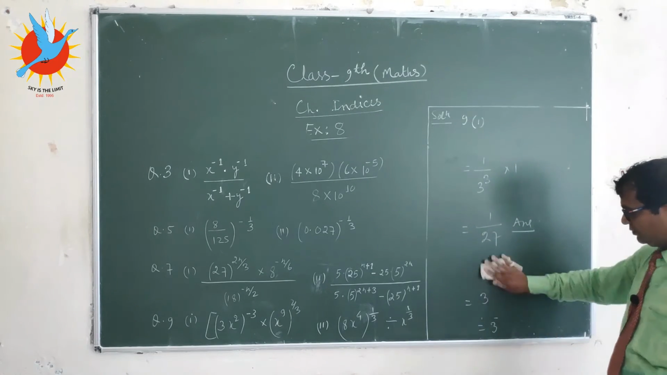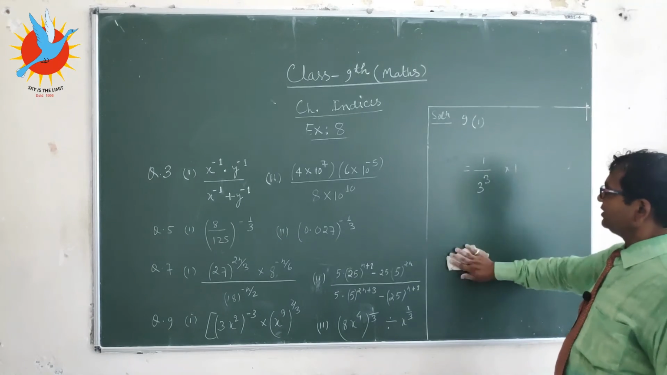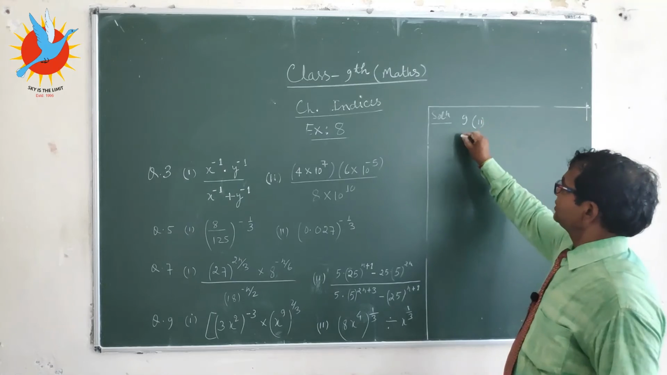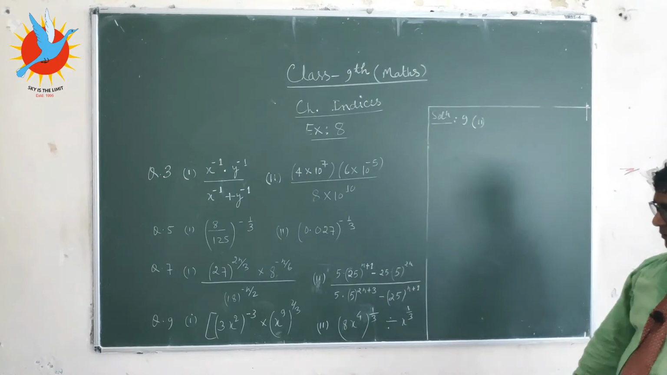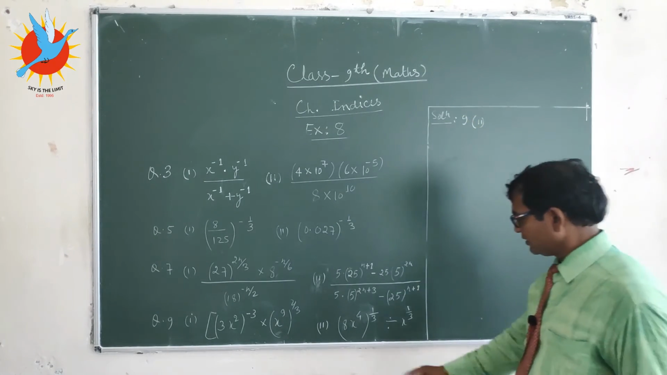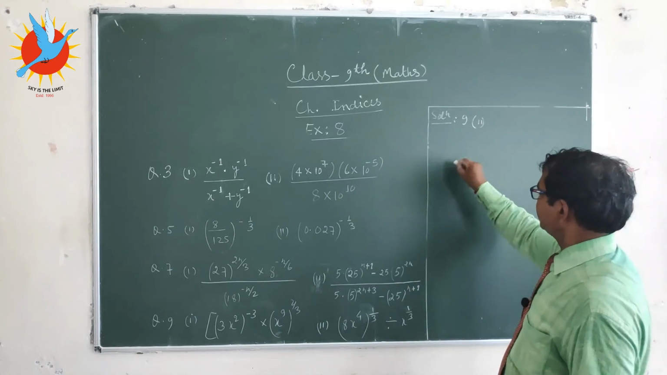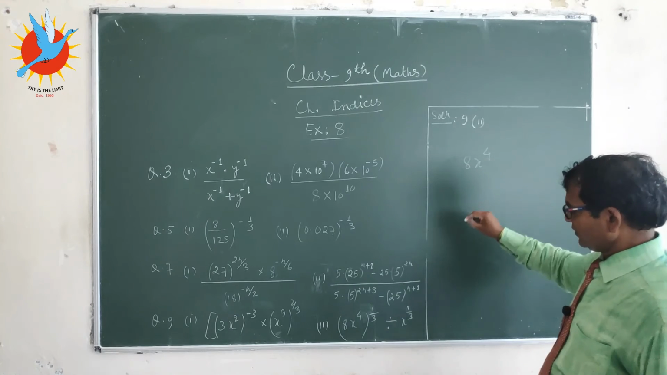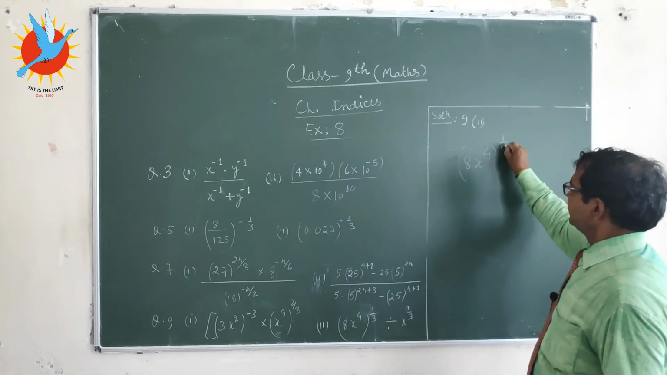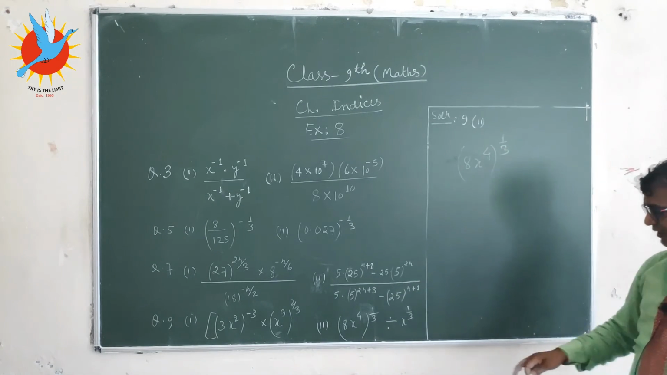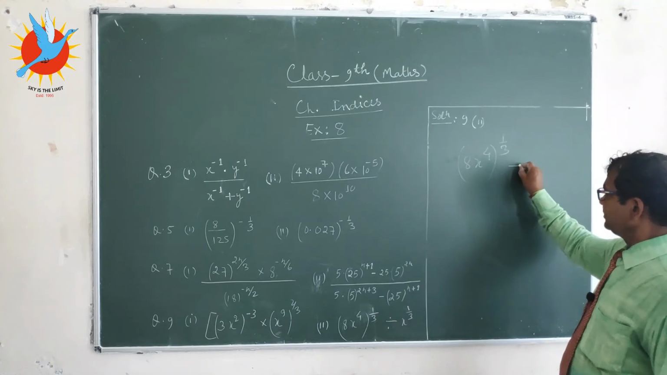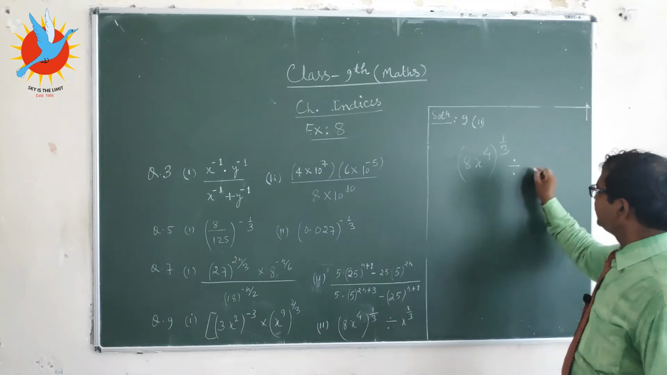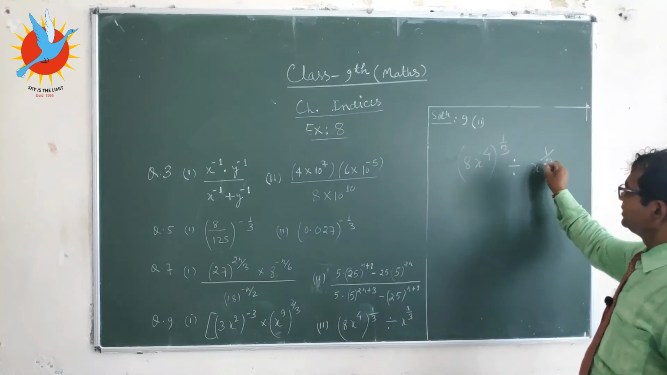Now we have to do the second part of question number 9. So the solution of the second part of question number 9. Now write this question as 8x to the power 4 to the power 1 by 3 divided by x to the power 1 by 3.